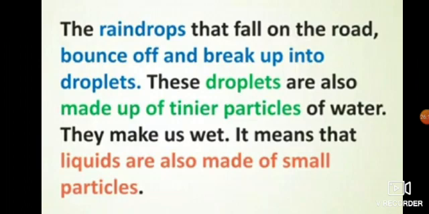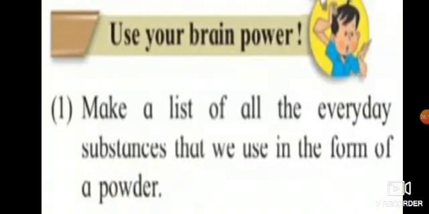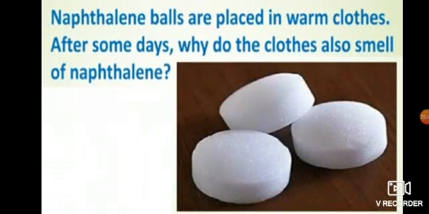Is it clear, girls? Now, make a list of all the everyday substances that we use in the form of a powder. You can see many things in our day-to-day life. So just try to make a list. If there are 5, 6, it's okay. But try to remember and write the substances which we use in the form of powder. Okay. Now next topic. What can you see in this picture?